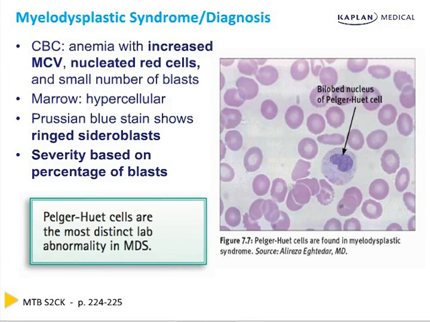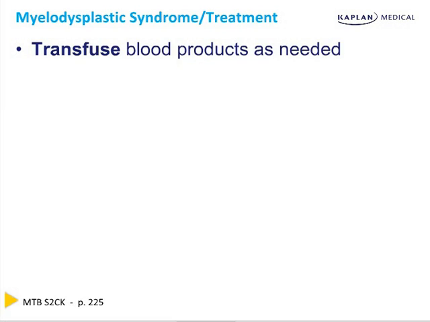But there's much more of a presentation as a whole, saying older person, pancytopenia, but a high MCV. And you know what? The B12 and folate level is normal. If there's a Prussian blue showing ring sideroblasts, or there's a few number of blasts, that will help you establish the diagnosis. The best initial therapy is to transfuse blood products as needed.